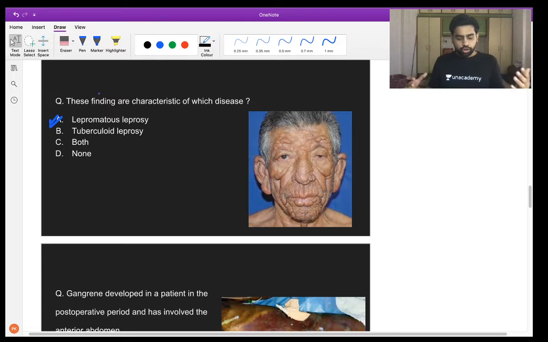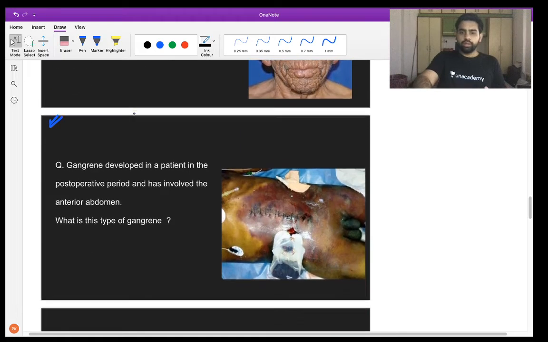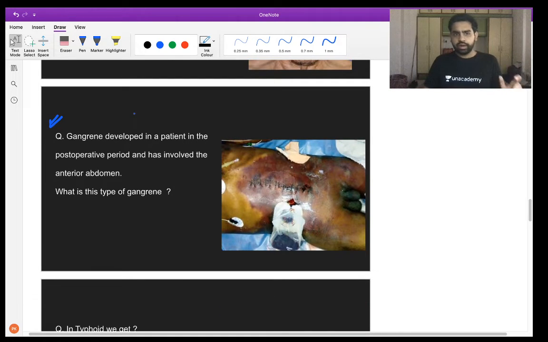Tuberculoid leprosy also presents as hypopigmentation. I'm very sure you must have covered this in dermatology, but it is again a very important part of surgery also. Why? Because in leprosy there are deformities of the limbs, and plastic surgery used to play a very important role in the rehabilitation of patients of leprosy. So yes, no doubt, in this question the facies shown is a leonine facies, and it is a characteristic feature of lepromatous leprosy. Good.